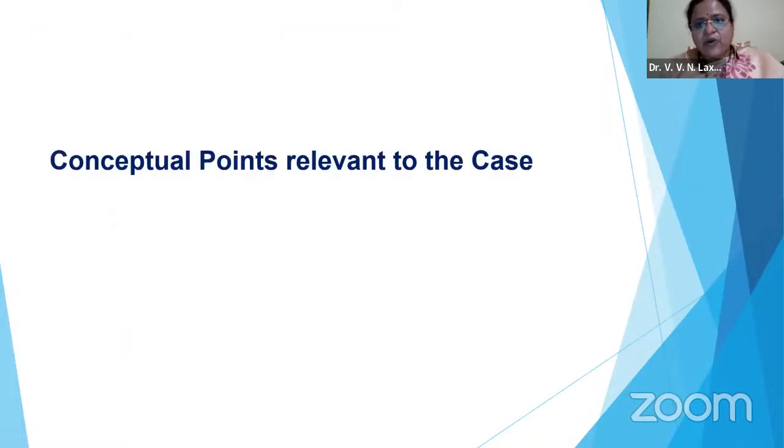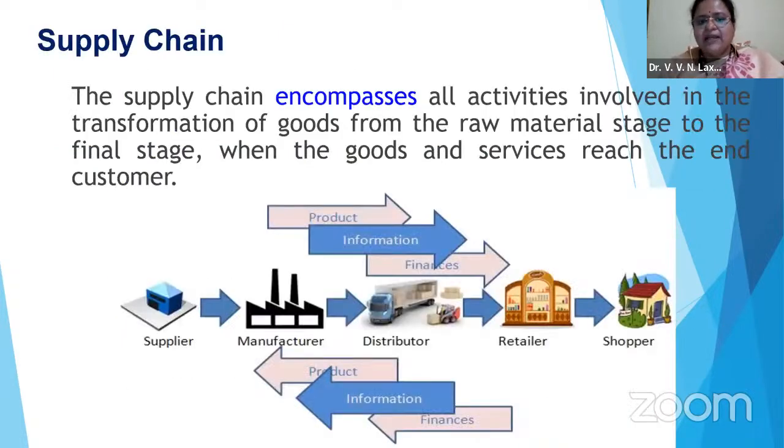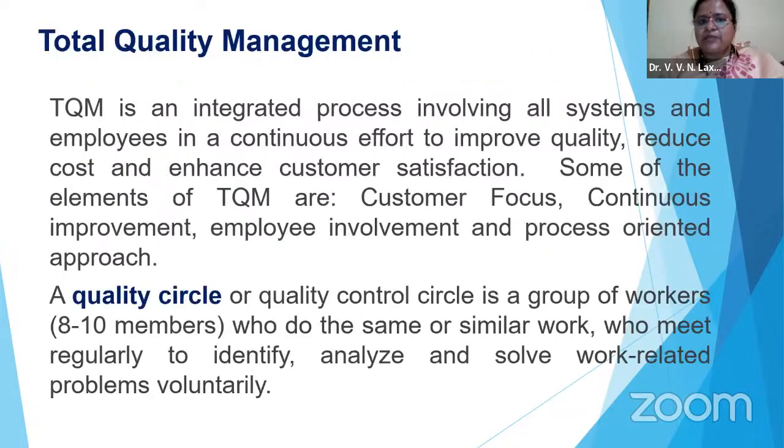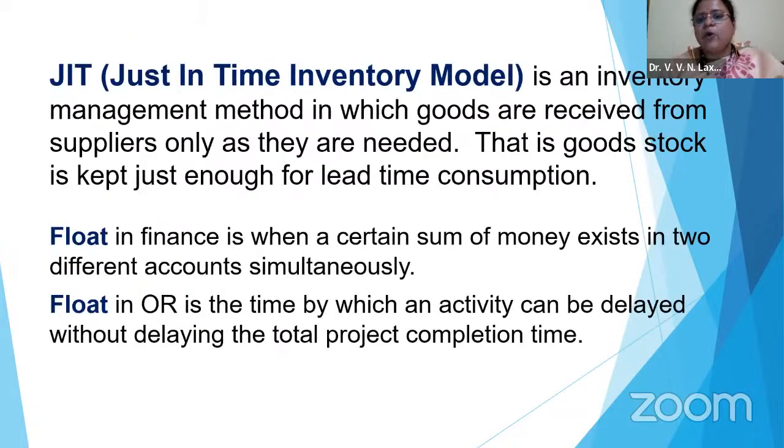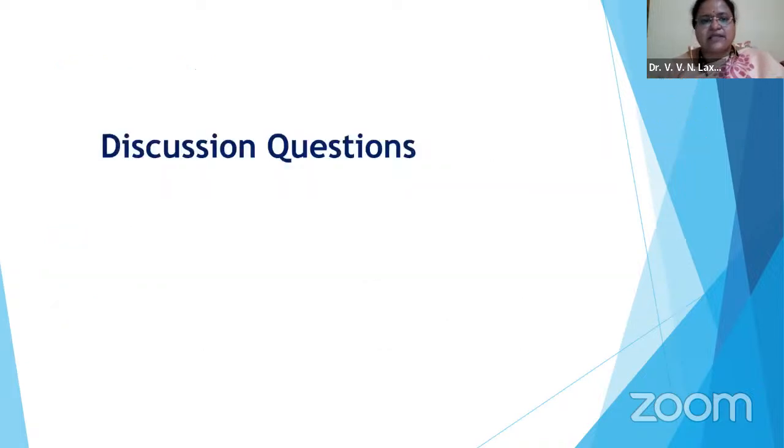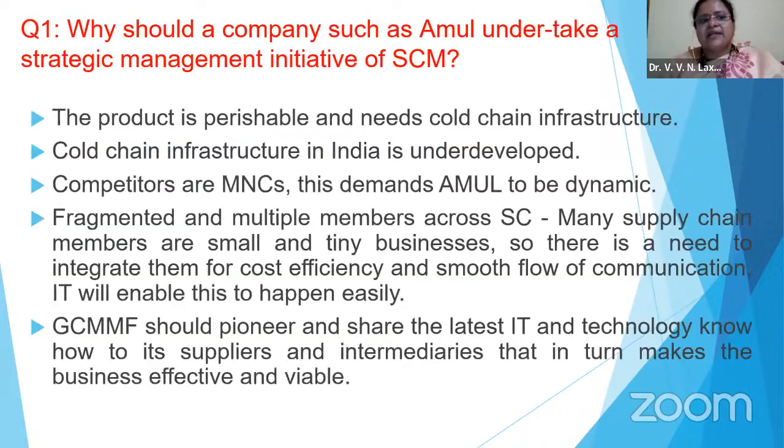So the conceptual points I have explained already, so I'm just browsing through. Float in finance is when a certain sum of money exists in two different accounts simultaneously, as we discussed. Now, there are 4 or 5 questions that we can discuss. If any one of you can put some light, it will be good. If not, let us browse through fast.